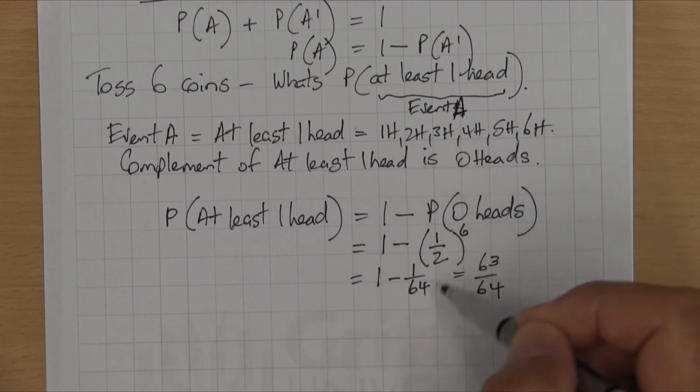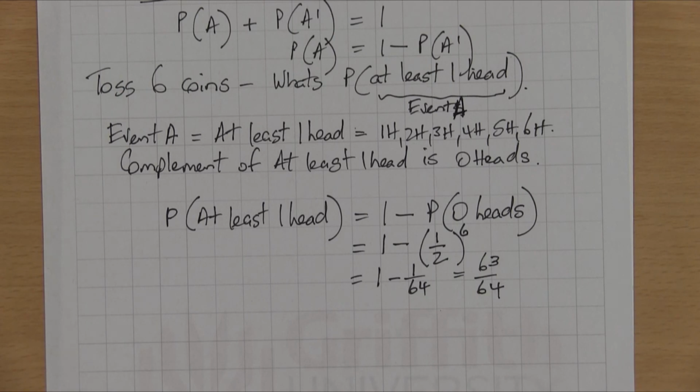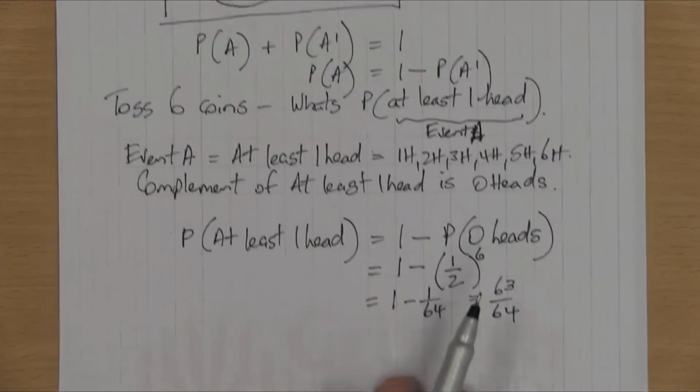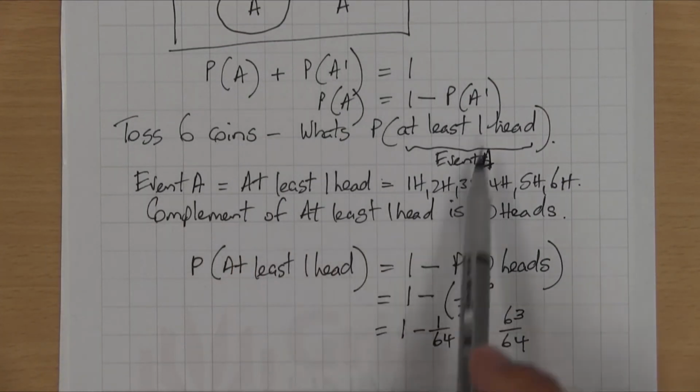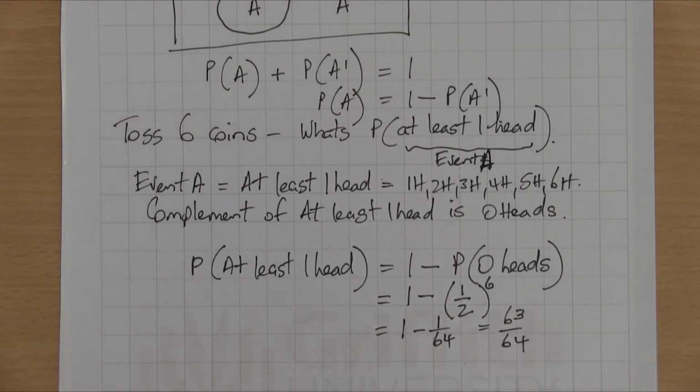So this works out to be a much quicker way of working out this question, using complementary events and the fact that the probability of A plus the probability of its complement is equal to 1, which allows us to rearrange that formula.